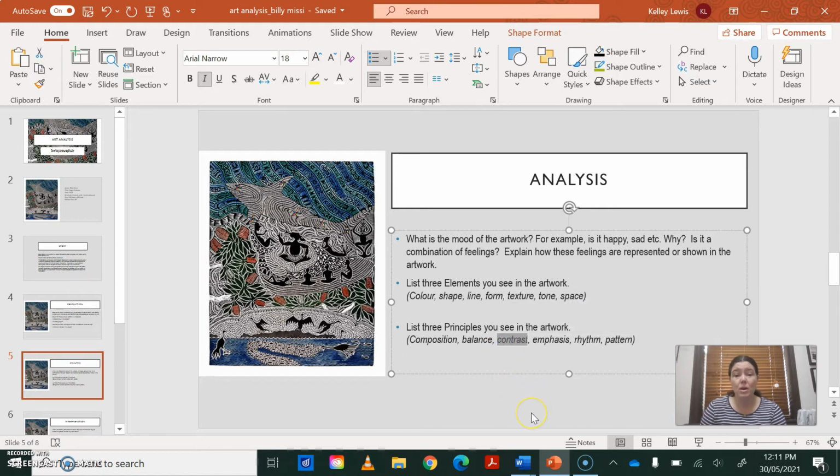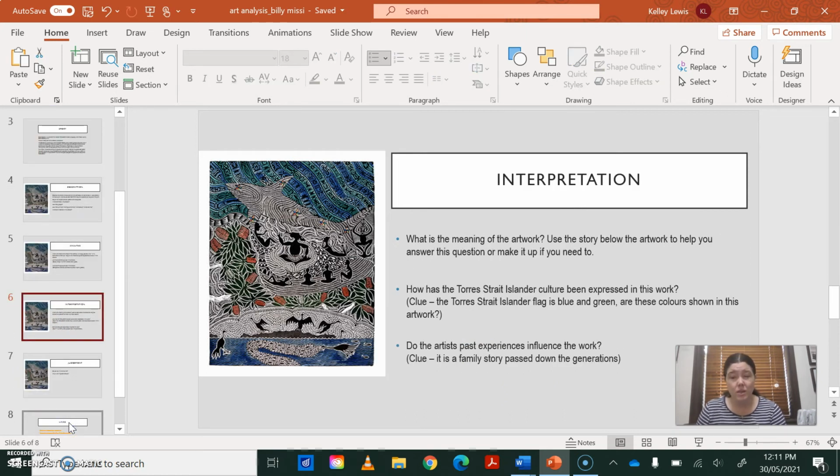You could also talk about contrast. So you've got the black birds against this white and black background. You could talk about it as a composition, how it works as a unity piece. You could talk about balance. So you've got the balance of the birds and the patterns. Again, your choice of which ones you choose.